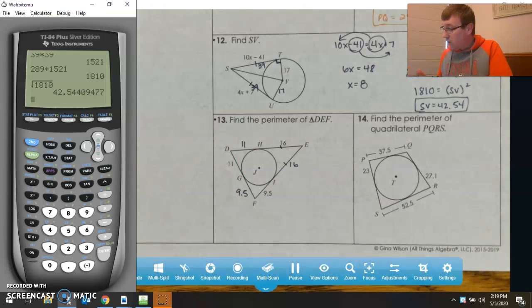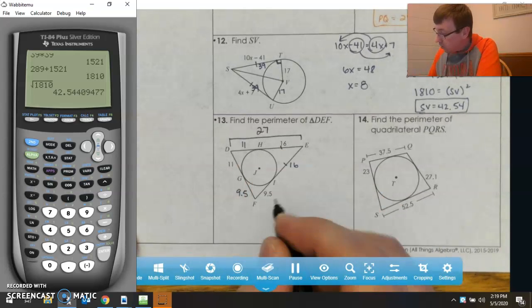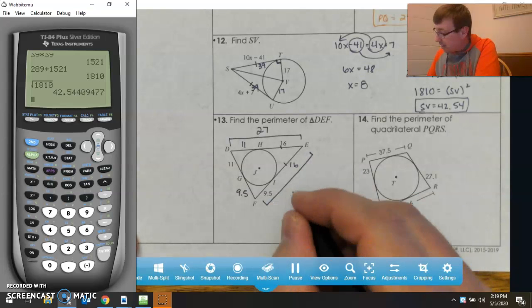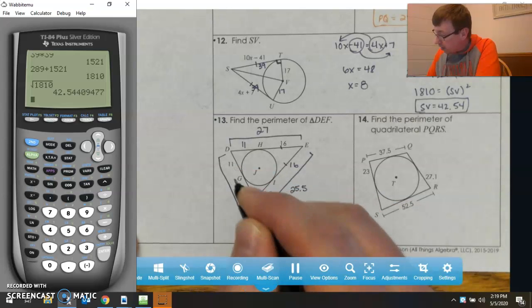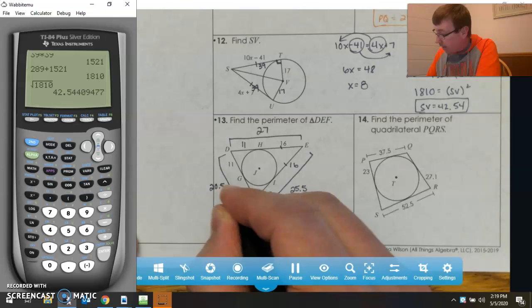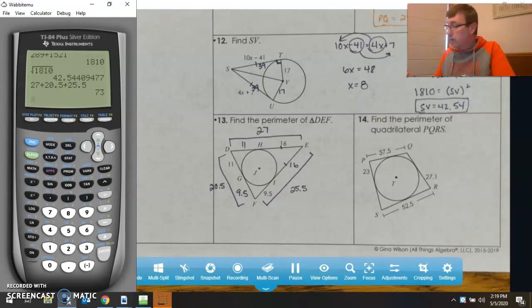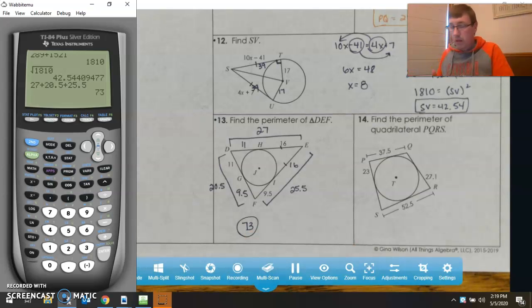So if I take all those sides, I know this side is 27. This side is going to be 16 and 9.5, which will be 25.5. And this side is going to be 20.5. So to find the perimeter of that triangle, I'm going to take 27 plus 20.5 plus 25.5. Get your answer there of 73.